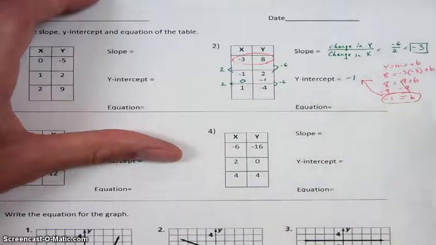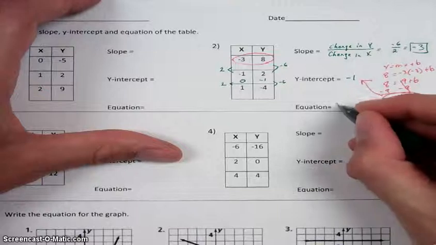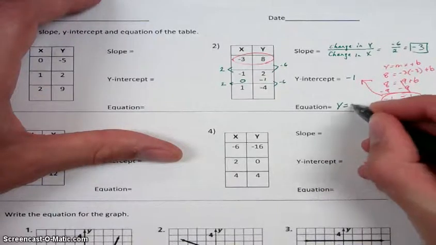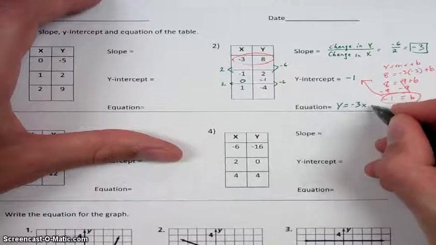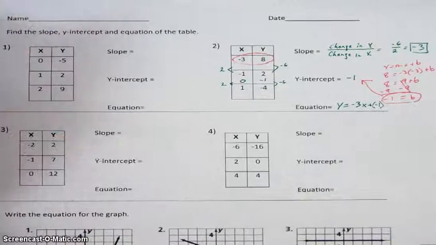Now putting the two pieces together will give me my equation. So it's going to be y equals -3x plus a -1, or just -1. All right.